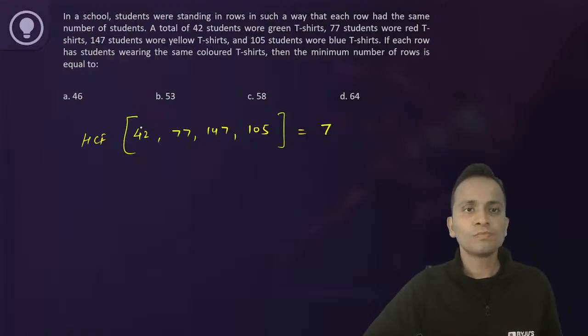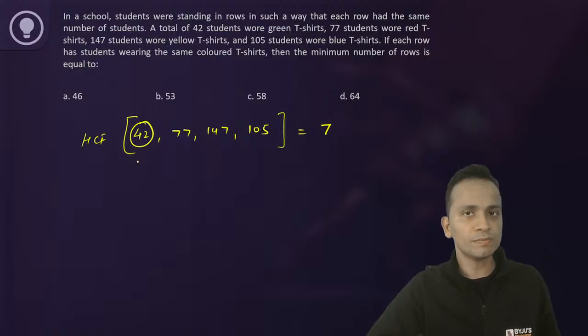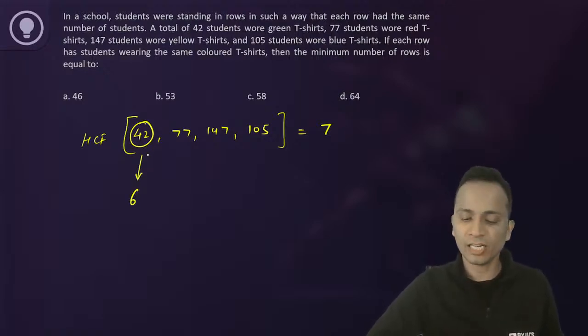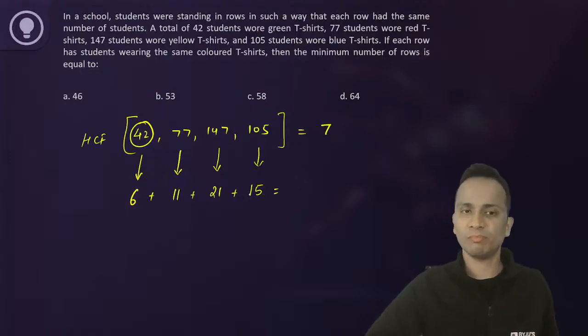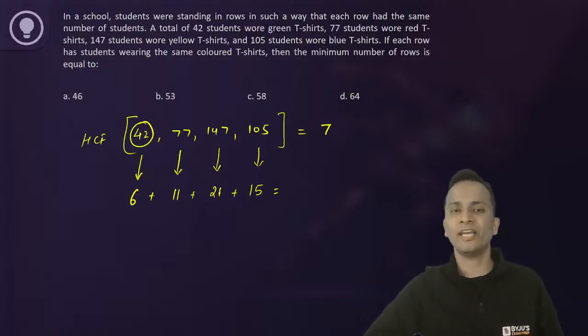Okay. So for the students who are wearing green t-shirts, there are 42 students. If 7 students will be there in every row, so 42 divided by 7, that means there will be 6 rows of the students who will be wearing green t-shirts. 77 divided by 7 is 11. 147 divided by 7 is 21. And 105 divided by 7 is 15. So the minimum number of rows will be equal to the sum of these four numbers. Okay, add these numbers and get your answer.